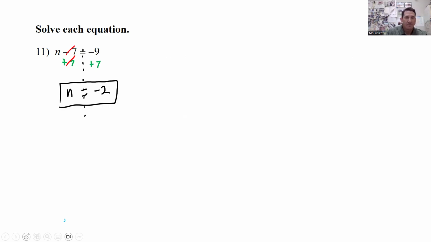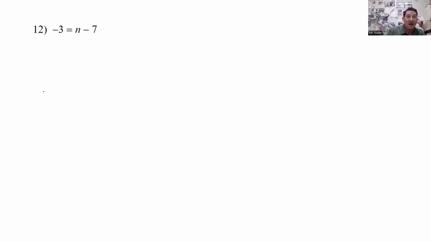All right. Moving on here. This one looks a little bit different because our variable is now on the right side of the equation. That is okay. It doesn't matter what side of the equation the variable is on. We just need to solve. We need to get it by itself. So I'm going to get n by itself on the right side.